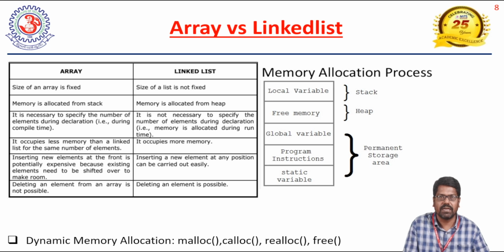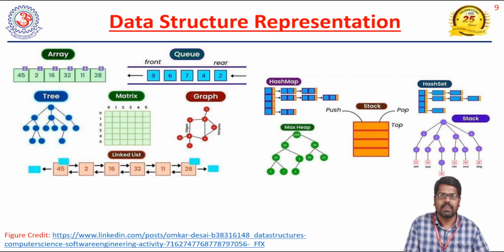Now we'll go with the next representation. Here in this slide, diagrammatically, I represented each and every data structure. Like array, how we can represent; queue; matrix, that means a 2D array; tree; a graph; and hash map or hash. Next, stack, and linked list. All these things are a diagrammatical representation of all the data structures.